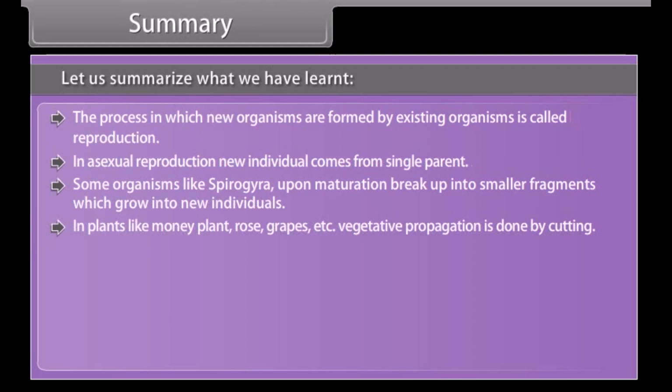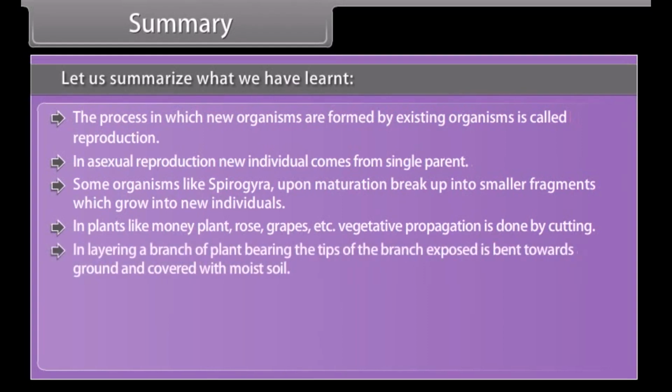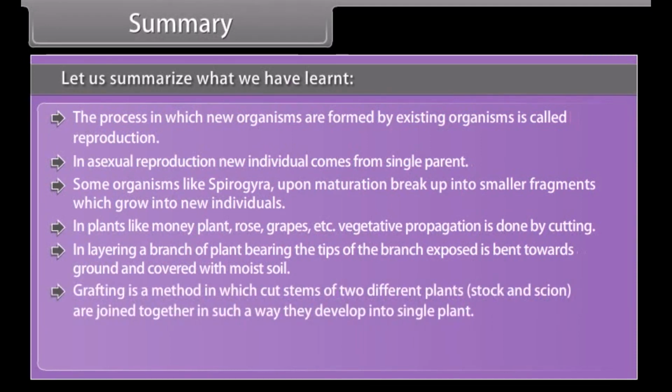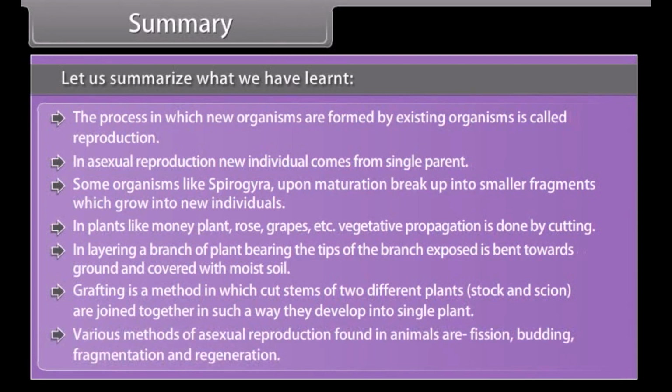In plants like money plant, rose, grapes, etc., vegetative propagation is done by cutting. In layering, a branch of the plant with the tip of the branch exposed is bent towards the ground and covered with moist soil. Grafting is a method in which cut stems of two different plants, stock and scion, are joined together in such a way that they develop into a single plant. Various methods of asexual reproduction found in animals are fission, budding, fragmentation, and regeneration.